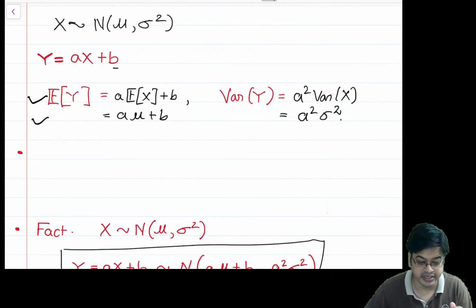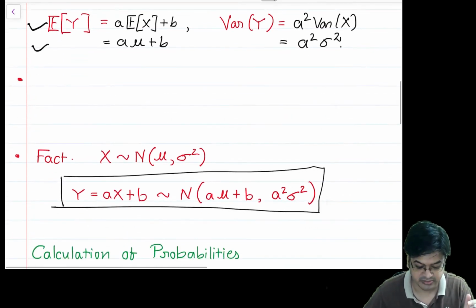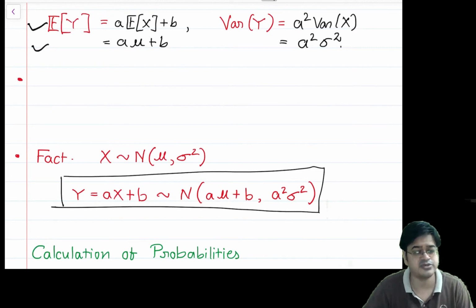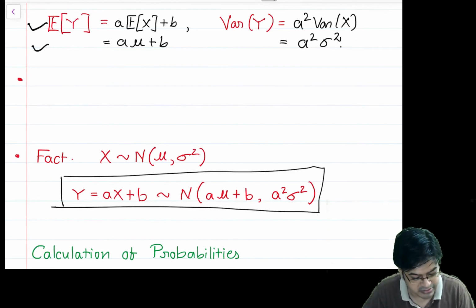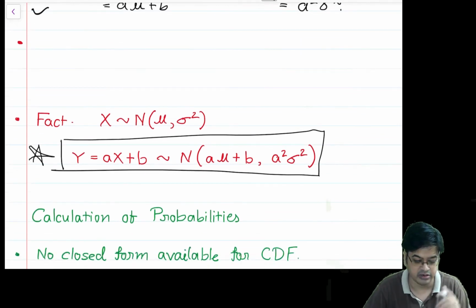But what is important is, if you have a normal random variable and you take a linear function of it, the resultant also remains normal with appropriate mean and variance. This is a very important distribution, and you should remember this property by heart, because for computing these things we need these properties. Okay, so let us now use this property for calculating probabilities for the normal distribution.